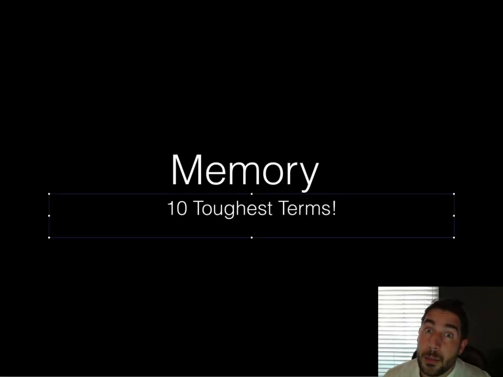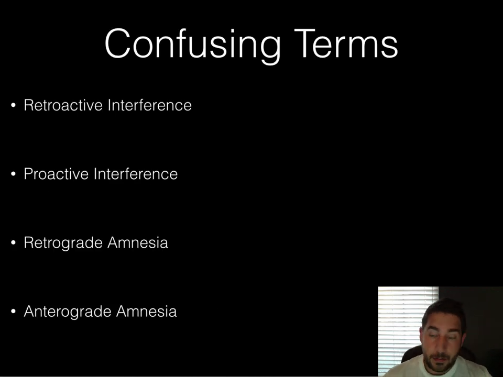So here we go with the memory and the 10 toughest terms that I think you're going to face in this unit. Number one, the difference between these two things, retroactive and proactive interference. And then I also paired those up with amnesia because I think this retro part in both of them kind of screws people up once in a while. So first, let's talk about interference.